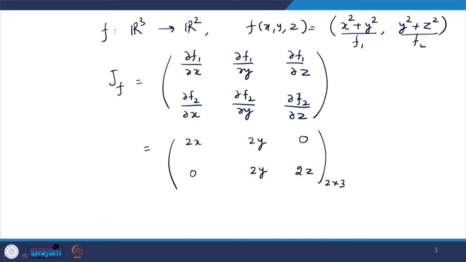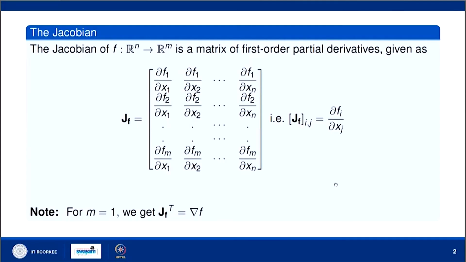So, in this way we can compute the Jacobian of a function from R^m to R^n. Okay. So, this is how we can define the Jacobian. Suppose you want to compute A21, this is the element A21. This is nothing but del f2 upon del x1. So, if m equal to 1, then this is nothing but the gradient, which we have already seen.